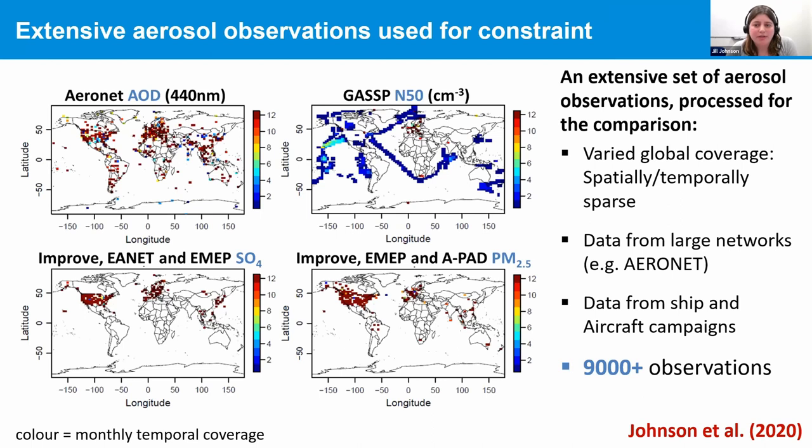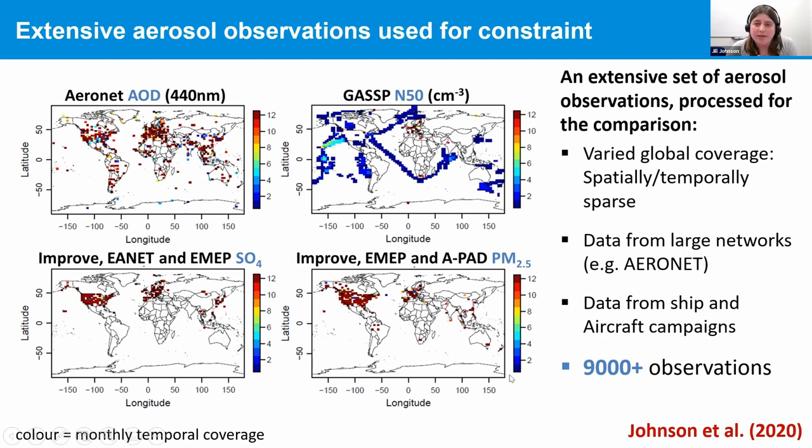So this slide just shows the observations that we used in this study. We had a variety of observations, six different aerosol properties that we looked at in total. Here are the four largest sets of observations from those. And you can see that we've got really variable coverage across the globe with these observations.